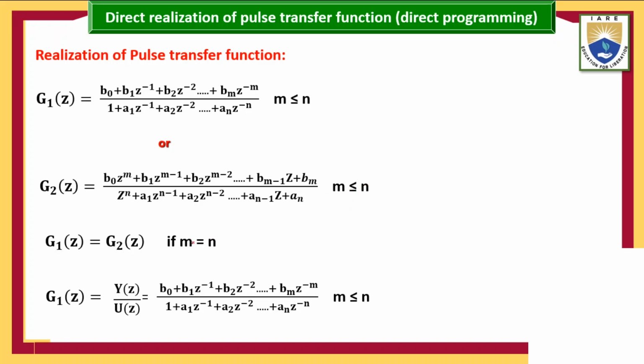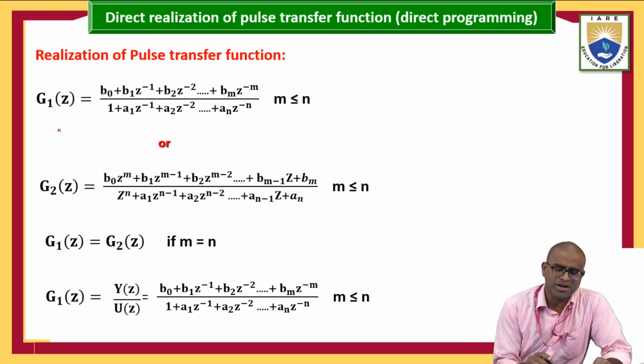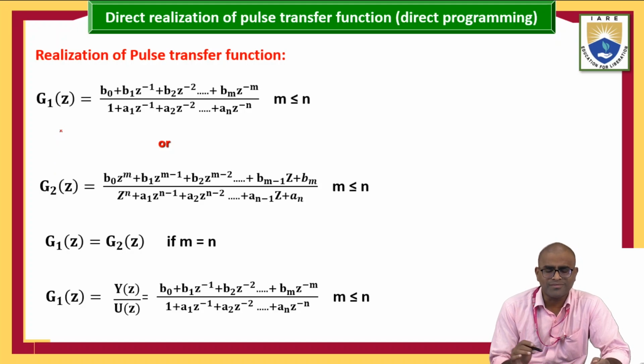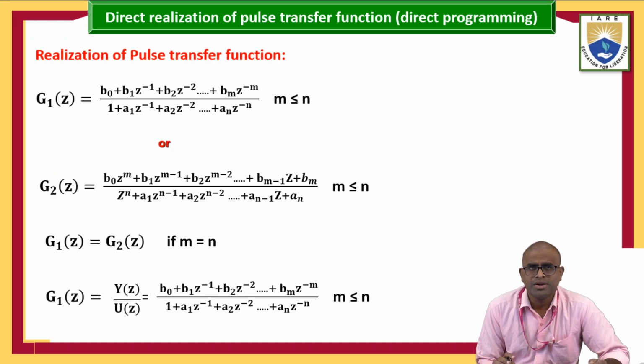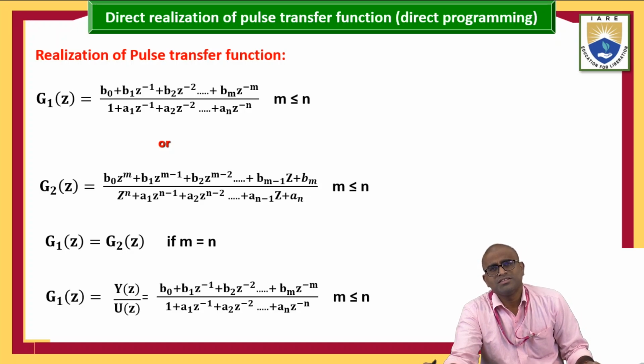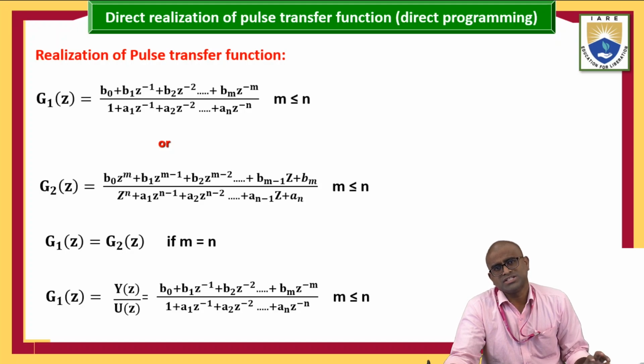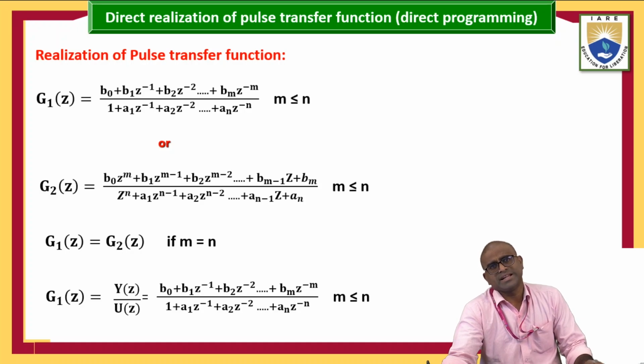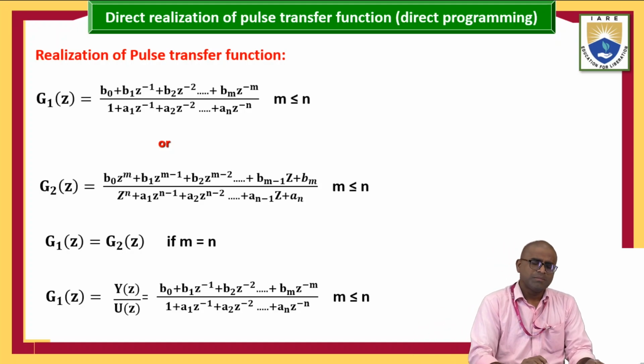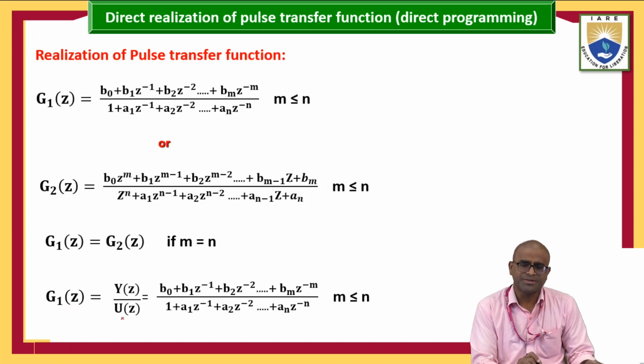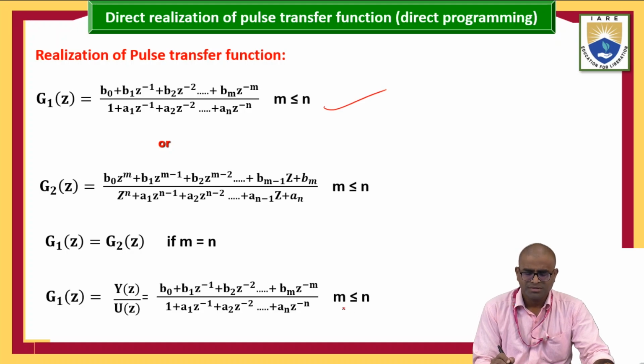If m equal to n, then it is possible to make G1 of Z equal to G2 of Z. Now I am going to realize these two pulse transfer functions, G1 of Z and G2 of Z. First of all, I am considering G1 of Z. By the definition of the pulse transfer function, G1 of Z equals Y of Z by U of Z, and I am taking this as the first equation.